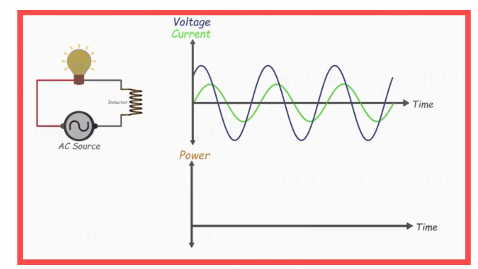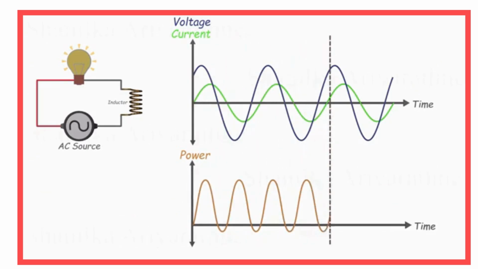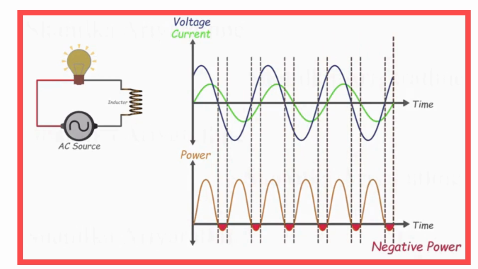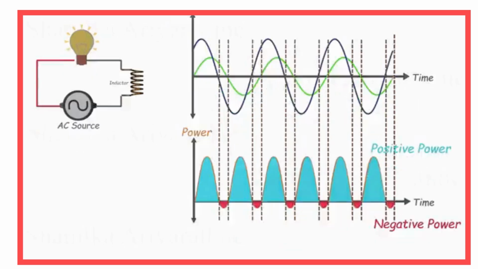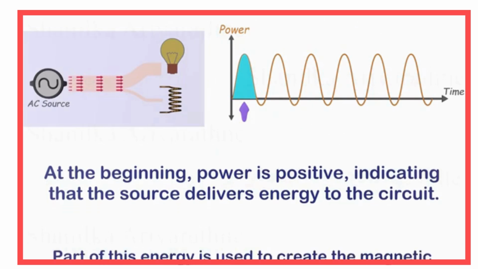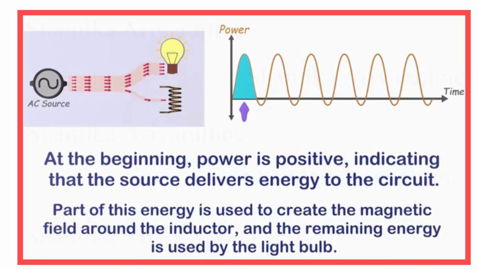Here is the voltage and current graph of our circuit. Now, let's draw the power graph again. As mentioned earlier, there are negative power regions and positive power regions. At the beginning, power is positive, indicating that the source delivers energy to the circuit. Part of this energy is used to create the magnetic field around the inductor and the remaining energy is used by the light bulb.